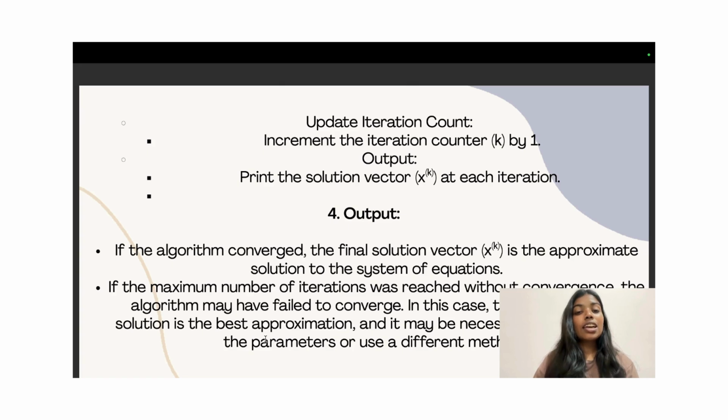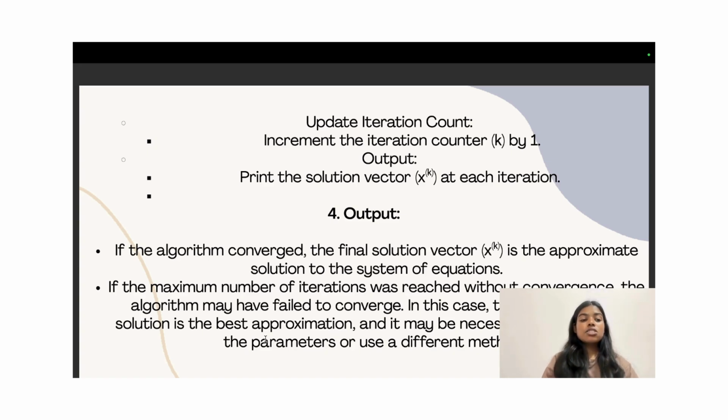And the next is, if the iteration is converged, then we will come to the output. If the algorithm converged, the final solution vector xk is the approximate solution to the system of equations. If the maximum number of iterations was reached without convergence, the algorithm may have failed to converge. In this case, the last calculated solution is the best approximation, and it may be necessary to reevaluate the parameters or use a different method. In simple words, if converged, the final solution vector xk is accepted as the approximate solution. If not converged, return the last calculated vector as the best approximation.